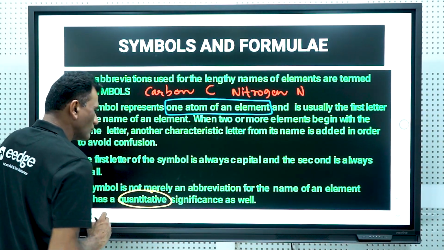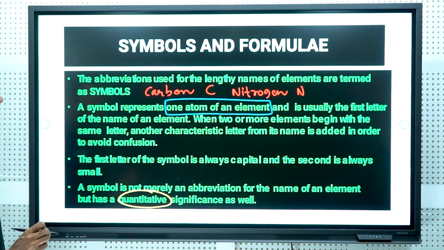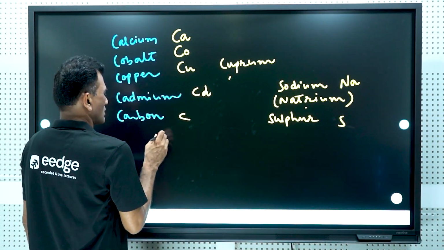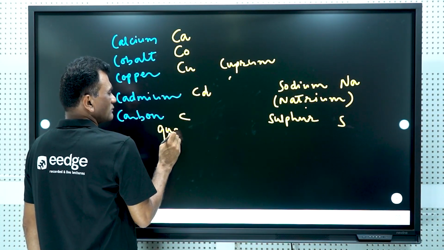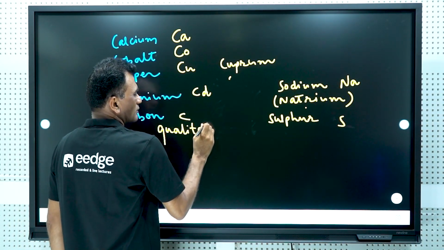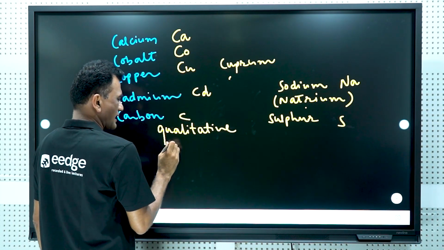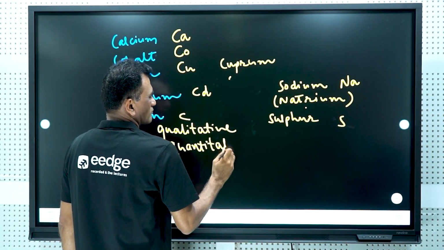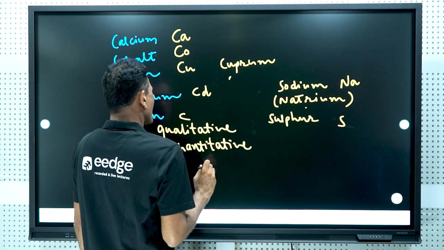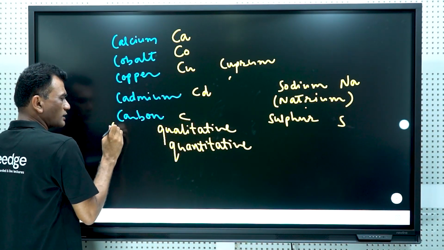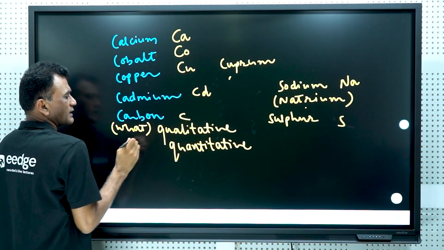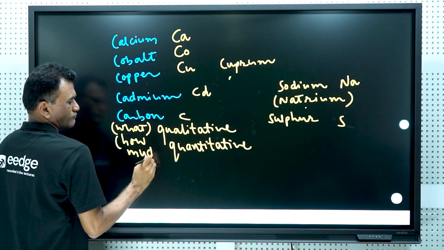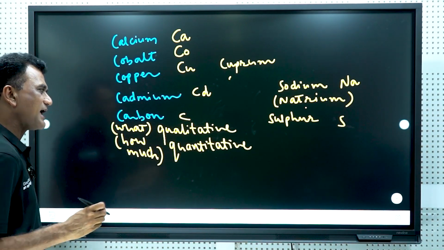Now this is a word that you may have come across for the first time in our lecture. We have these two words, qualitative and quantitative. Qualitative means what, and quantitative means how much.